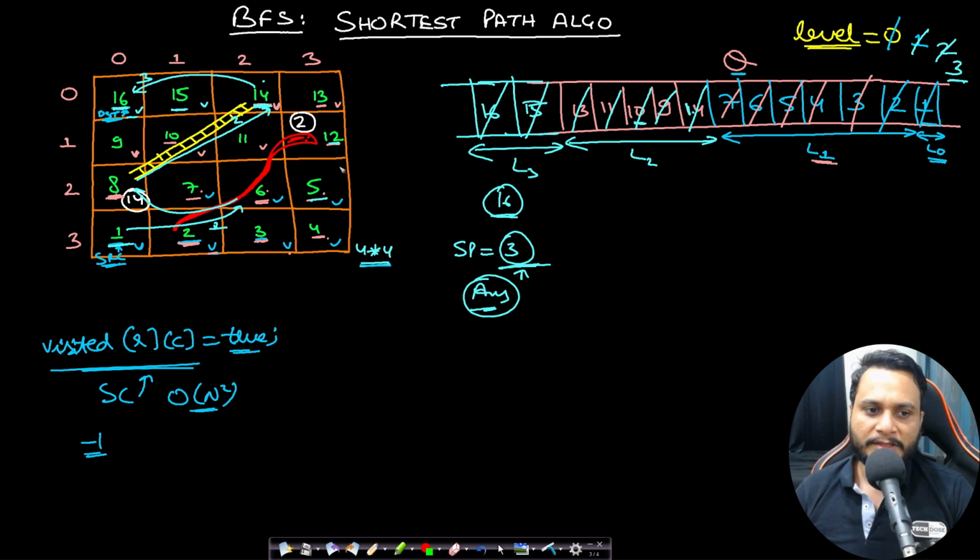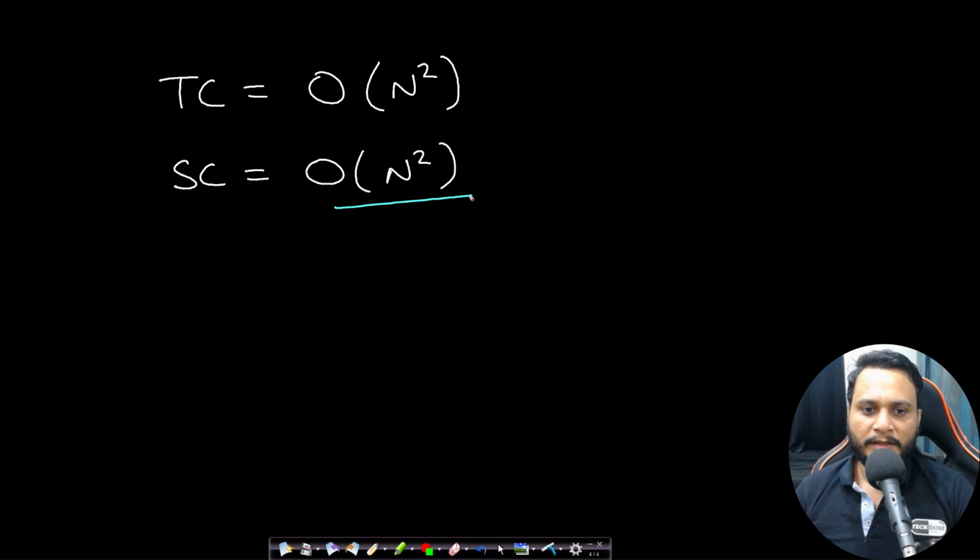In this case, we are just visiting each of the cells exactly one time, and if it is an n square size matrix, then the time complexity is also going to be n square, because we are processing each node exactly one time. The space complexity is already n square due to the visited array that I have taken, and also due to the queue. So that is why time and space complexity are both n square. I hope it is clear. Let's now look at the code.